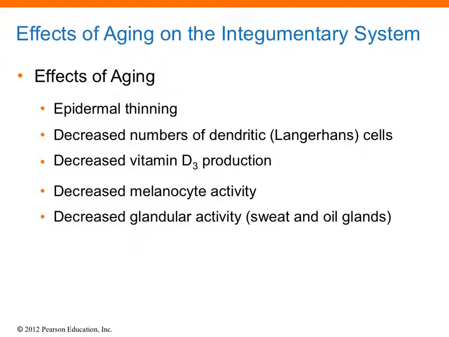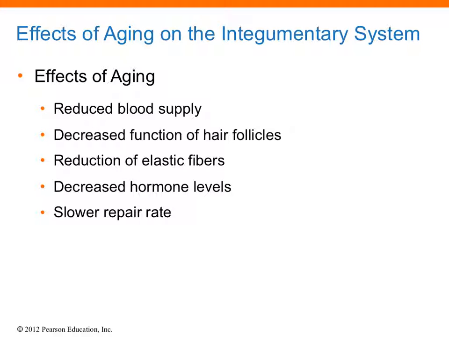Now we can begin to talk about the effects of aging on the integumentary system. Number one, there's epidermal thinning. Number two, we have decreased numbers of dendritic or Langerhans cells. Number three, we have decreased vitamin D3 production. We also have decreased melanocyte activity, and decreased glandular activity in the sweat glands and oil glands. We also have a reduced blood supply. We also have decreased function of the hair follicles, and a reduction of elastic fibers. And the last two, we have decreased hormone levels and a slower rate of repair.